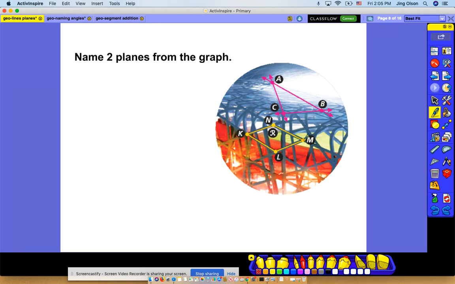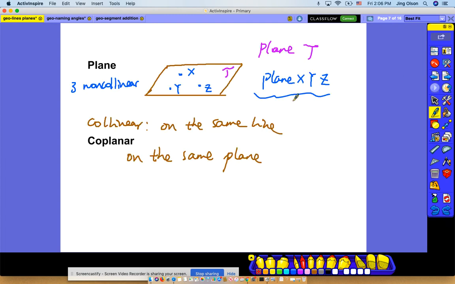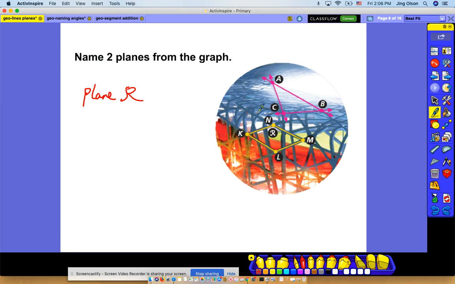So we're going to name the yellow plane. This one is plane what? I can use the letter right in the corner. This is plane R. So plane R represents the yellow one. For the pink one, there isn't a letter in the corner. So you have to go back, look, and use the 3 non-collinear points. The 3 non-collinear points are A, B, C. So it will be plane ABC, no comma. This is the name for the pink one. Plane R is the one for the yellow one.